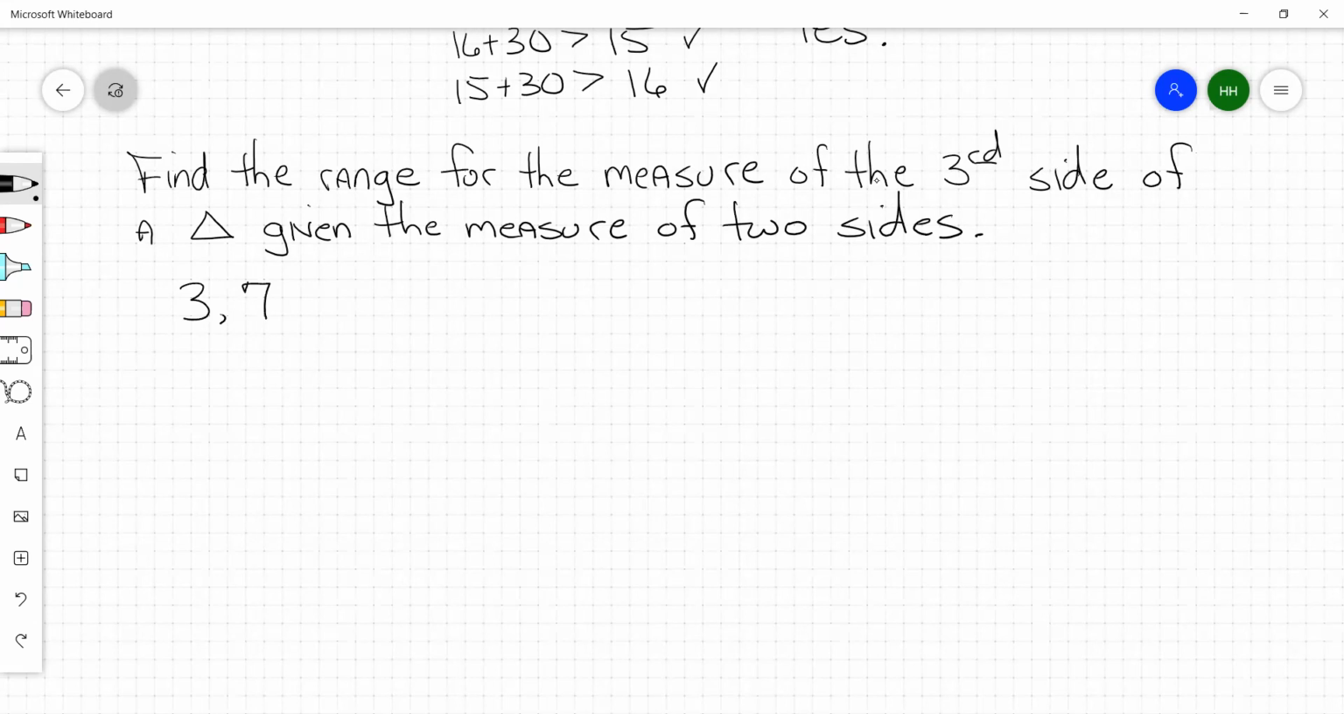When you're asked to find the range, you're going to list your answer as a compound inequality. So here's what your answer is going to look like. It's going to be something is less than x, and x is less than something else. The first something, the lower end of the range of values for the third side of this triangle, is going to be whatever 7 minus 3 is equal to. So in here goes 7 minus 3. What's that equal to? Good.